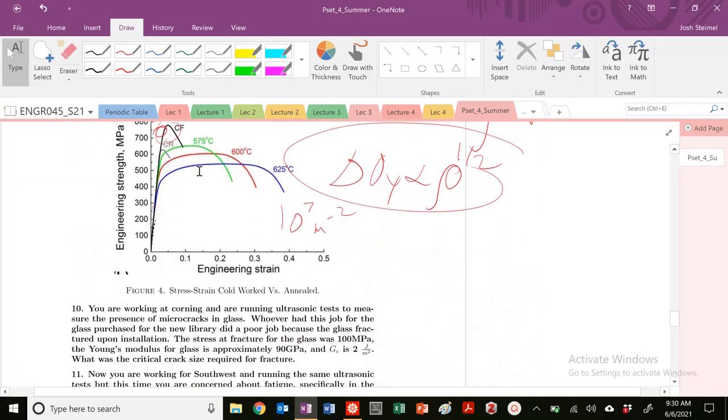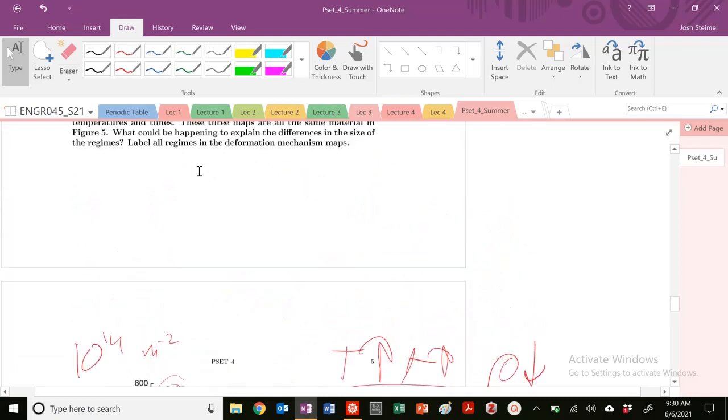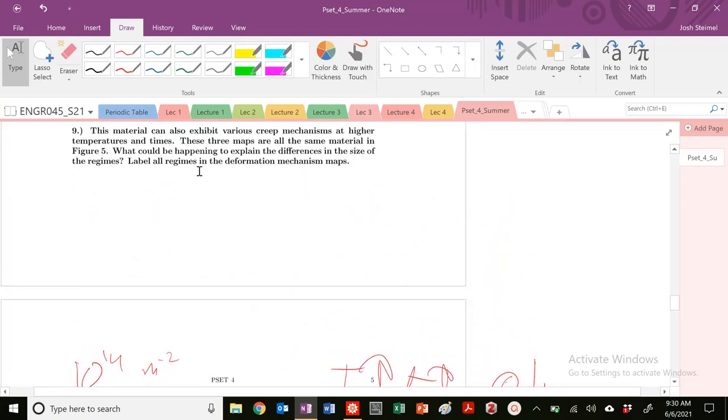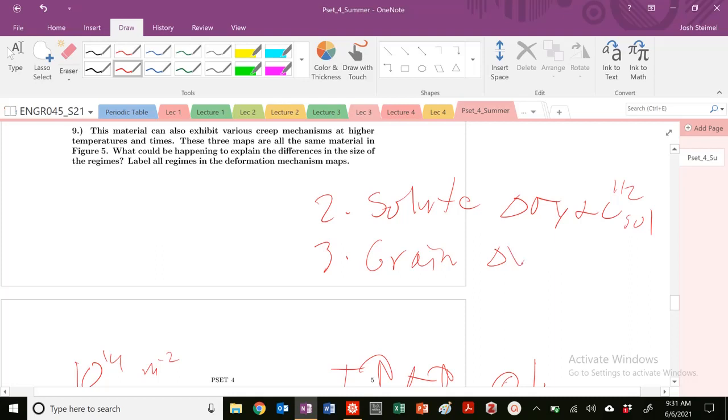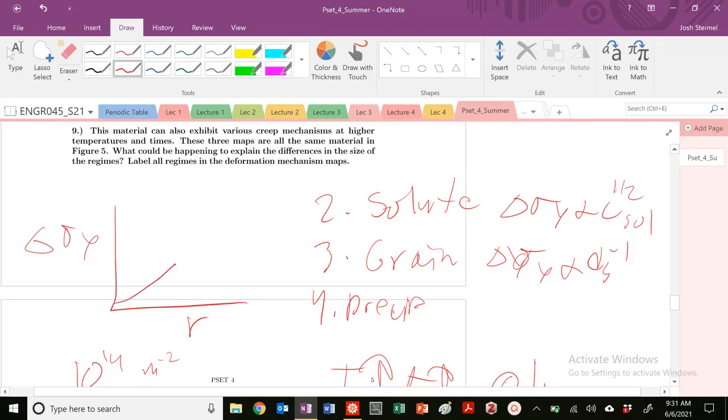So again, there could be multiple differences. If it's not annealing, we can be doing other types of mechanisms. One, we could be doing solute strengthening, where our change in yield stress scales as C to the 1/2, the concentration of solute. We can also be doing grain size strengthening, where our change in yield strength scales as d_g to the -1. We could also be doing precipitate or particle strengthening. Remember where we had our curve here, and we go from here to here.